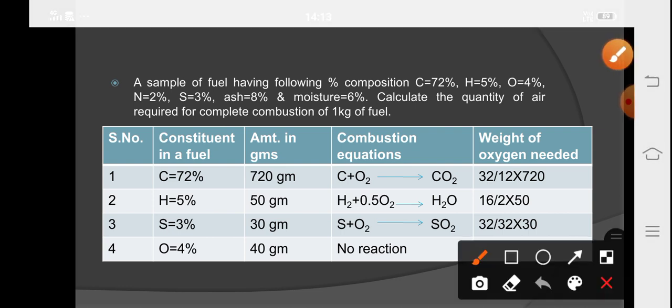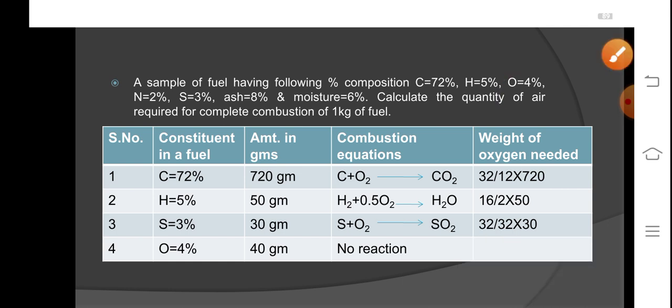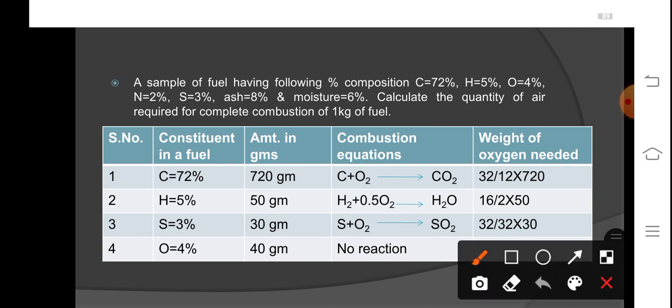Again in this fuel, look, oxygen is given. So this oxygen we have to subtract. So again we will first convert the percentage into grams. Carbon will be 720 grams, hydrogen 5%, so it will be 50 grams, sulfur 30 grams, oxygen 40 grams. Again we will write the combustion equation and calculate the weight of oxygen needed.